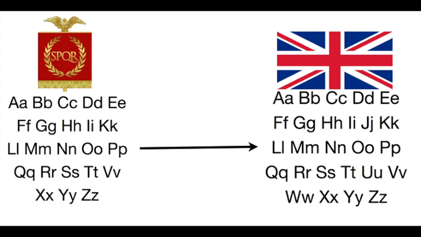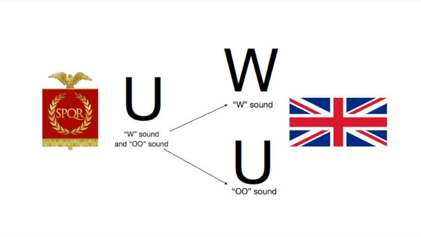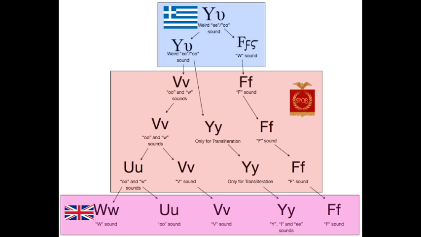And everything was fine again until they wanted to represent English with these letters, and the English wanted a letter to represent the W sound, unlike the Romans who were content with using the same letter for U and W. So they stuck two U's together and called it the double U, and used it to represent the W sound. So we have 5 letters in modern English that come from this one Greek letter.